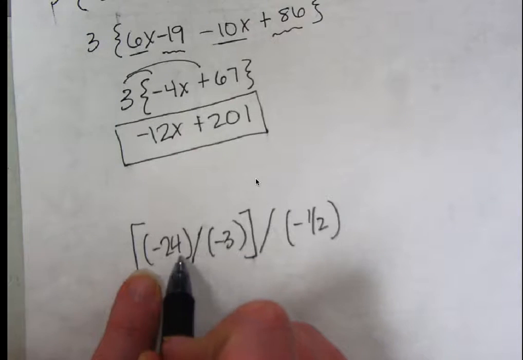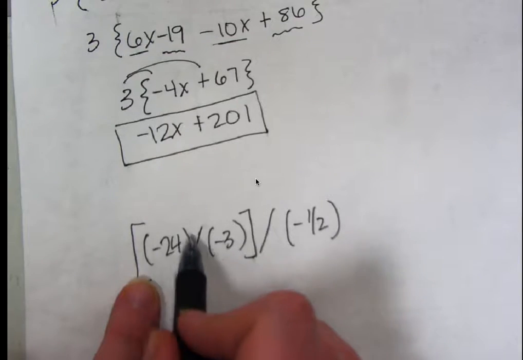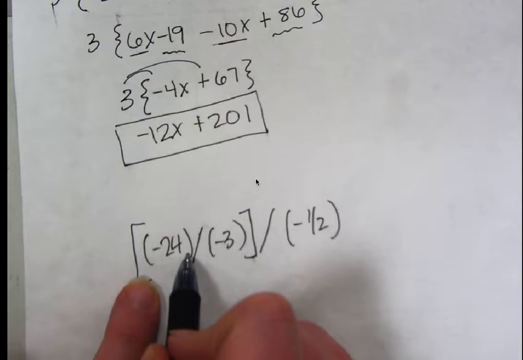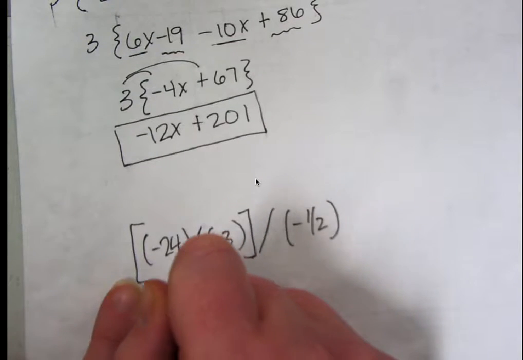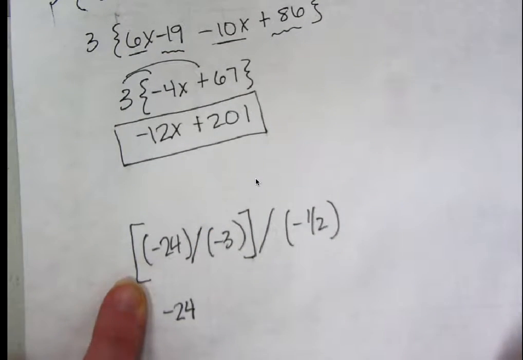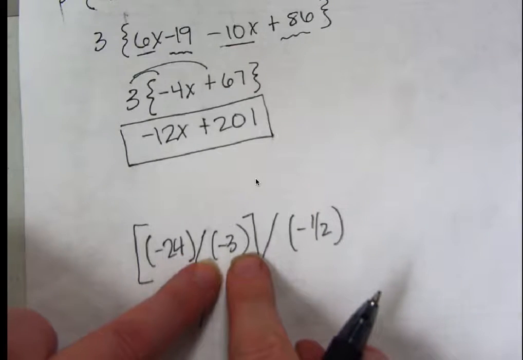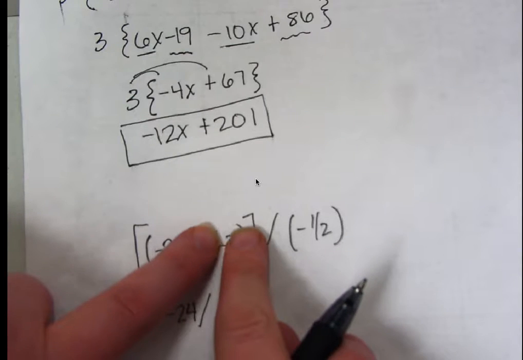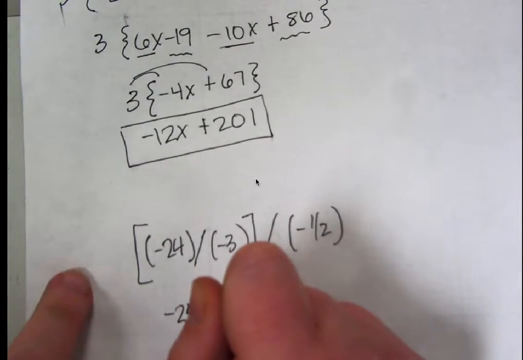Is there anything I can simplify with that? And it's just a number, so no. So what that means is these parentheses are useless because there's no coefficient and there's no exponent. So I'm going to just write negative 24 and then divided by, once again, negative 3. I can't simplify, and there's no coefficient, there's no exponent, so I'm going to just write negative 3.